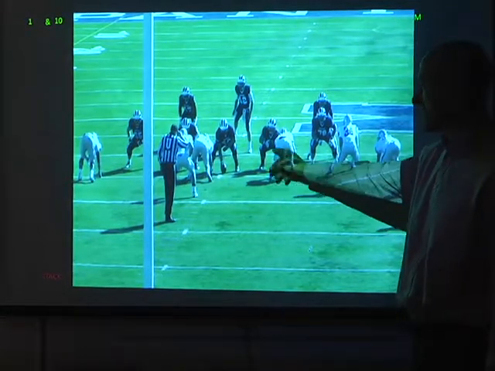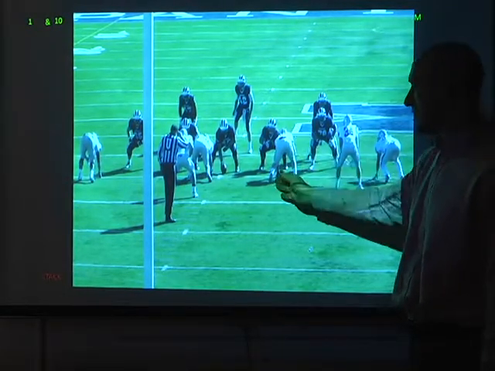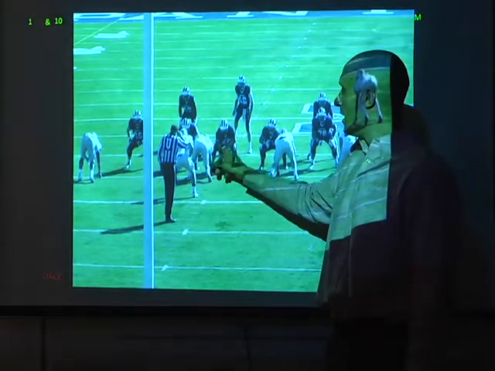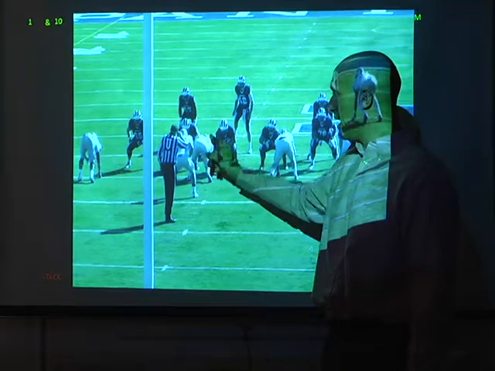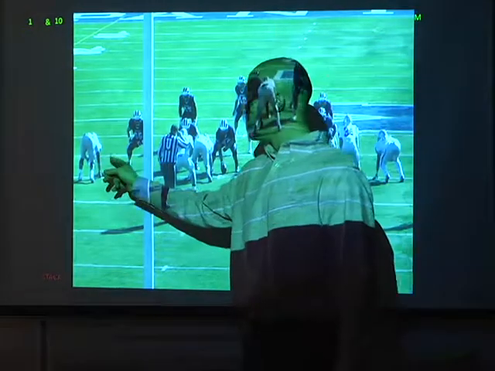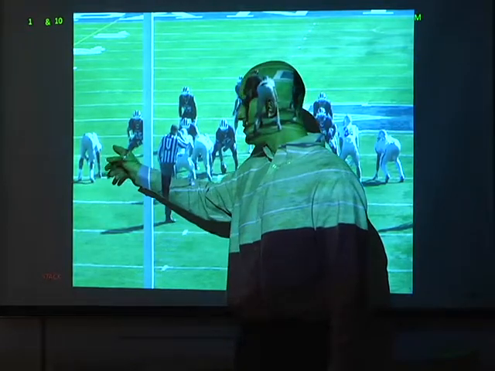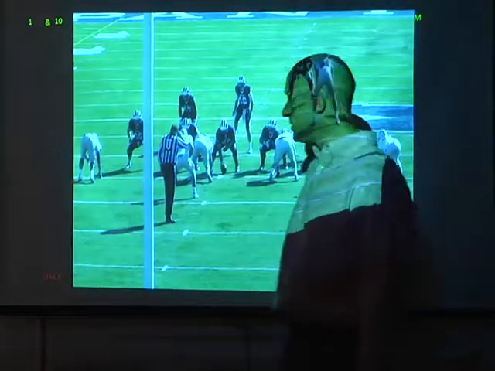Our 3 technique, aligned on the guard, is the B gap player. Away from the call, 1 technique, outside shade of the center, A gap responsibility. Away from the call, on the weak side, we have a loose 5 technique, C gap responsibility, outside shade of the tackle.